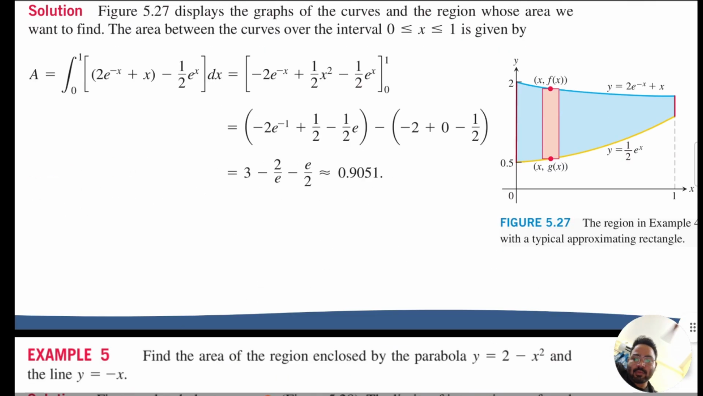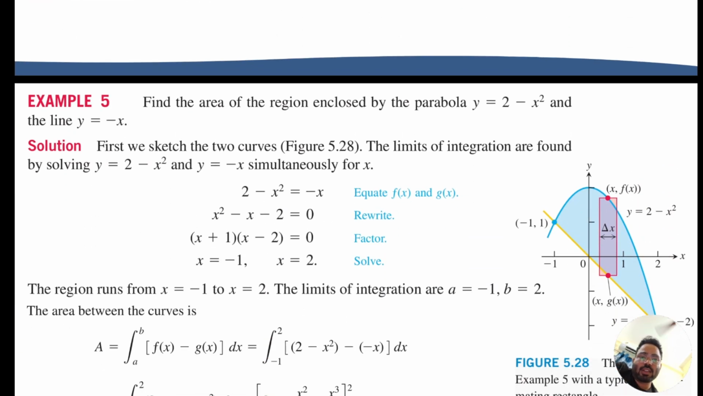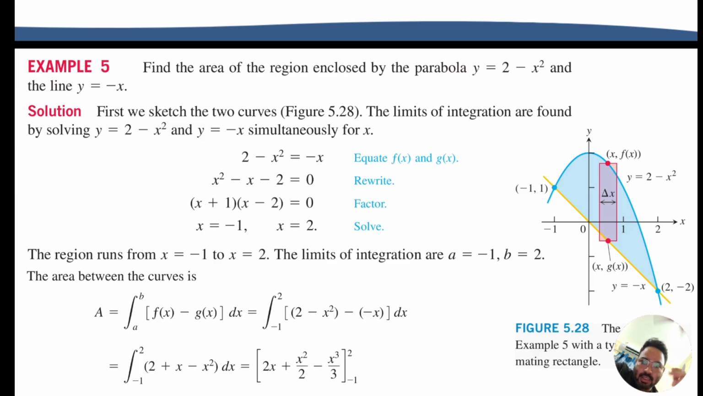So this is the homework for you. Find the area of the region enclosed by the parabola y equal to 2 minus x square and the line y equal to minus x. So this is the question for you. This is the top curve and this is the bottom curve, and this is the graph of the curve y equal to 2 minus x square. So this is the homework.